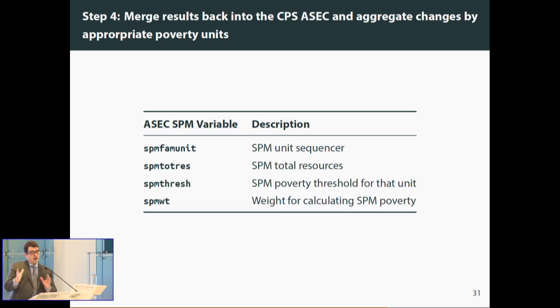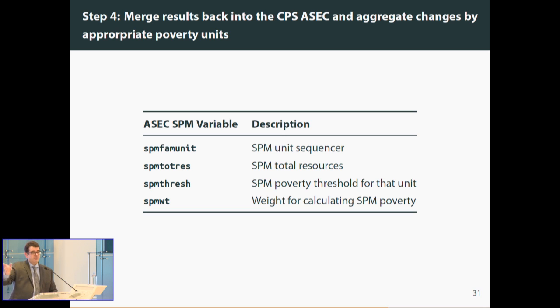The reason we want to aggregate by that is because there might be SPM family units with multiple tax units. If you have a middle-aged couple and then there's an older family living with them and they're all in the same family but they're separate tax units, you want to make sure that you aggregate them by the same unit, so that you're aggregating the policy change by the relevant poverty unit.